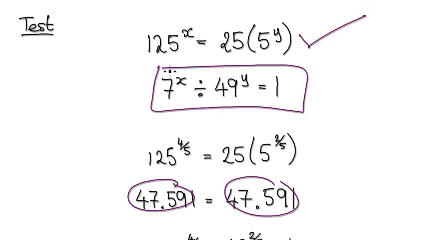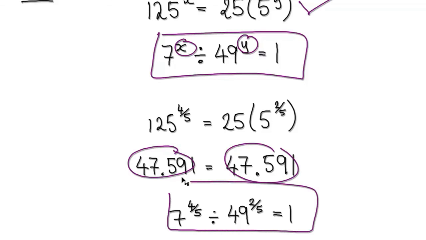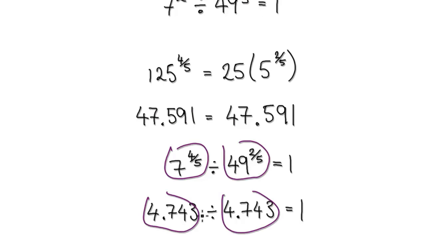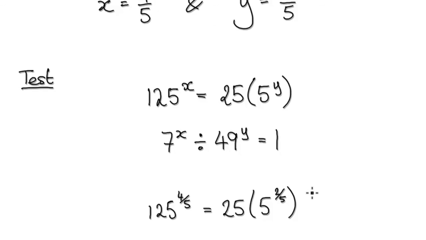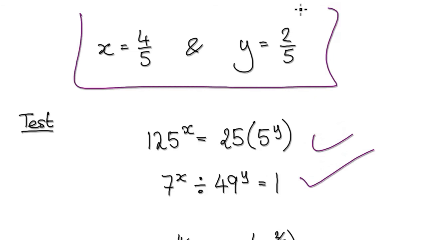So now put 4 over 5 into the x, put 2 over 5 into the y, that will then give you this. Jump to your calculator. This thing here equals this thing here equals this. These two are exactly the same, so it must be 1. So we know that this is correct as well. So anyway, x equals this, so these are your solutions.